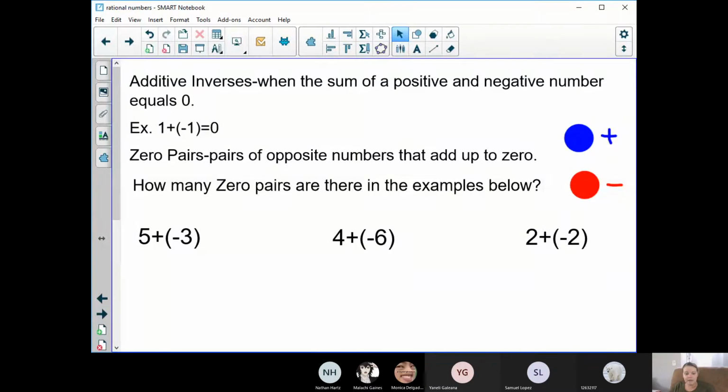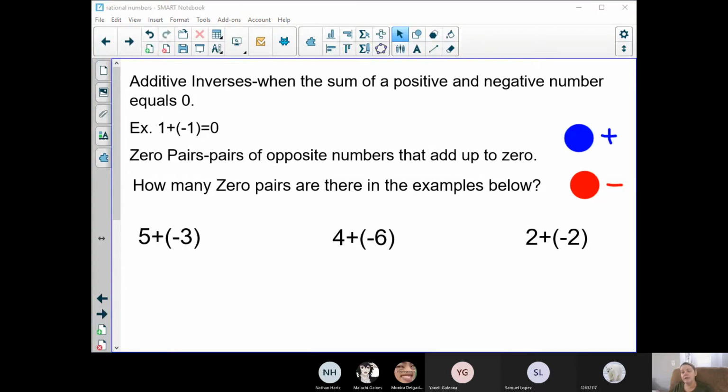So the first thing we're going to talk about is additive inverses. An additive inverse is when the sum of a positive and a negative number equals 0. So an example would be 1 and -1. If I add those two numbers together, I'm going to get 0. 8 and -8. 5, -5. 2.5, -2.5. All of those are additive inverses, meaning I add them together, and I get a sum of 0.